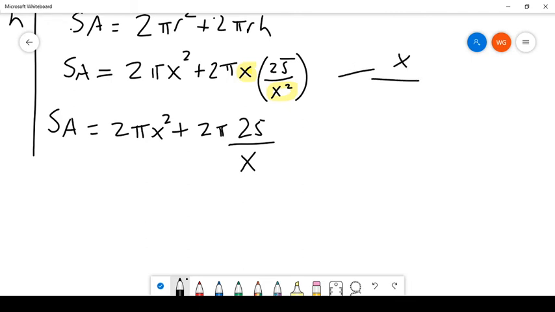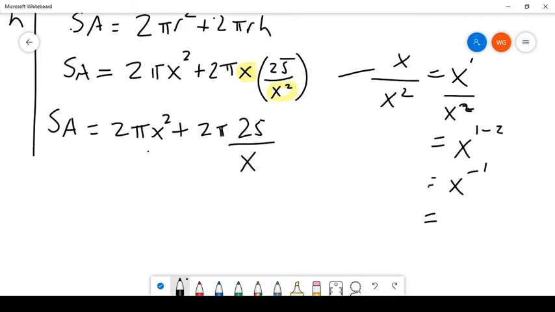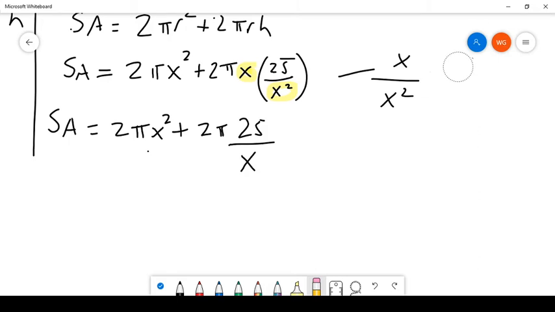If you had x over x squared, that would equal x to the power of 1 divided by x to the power of 2, and that would equal x to the power of 1 minus 2, and that would equal x to the power of negative 1, which of course is equal to 1 over x. But in this case, it's not 1 over x, it's 25 over x. Okay, so just as an aside, in case you wanted a quick refresher on exponent laws, because if you don't remember those laws, obviously what I'm going to do there is going to seem confusing, okay?